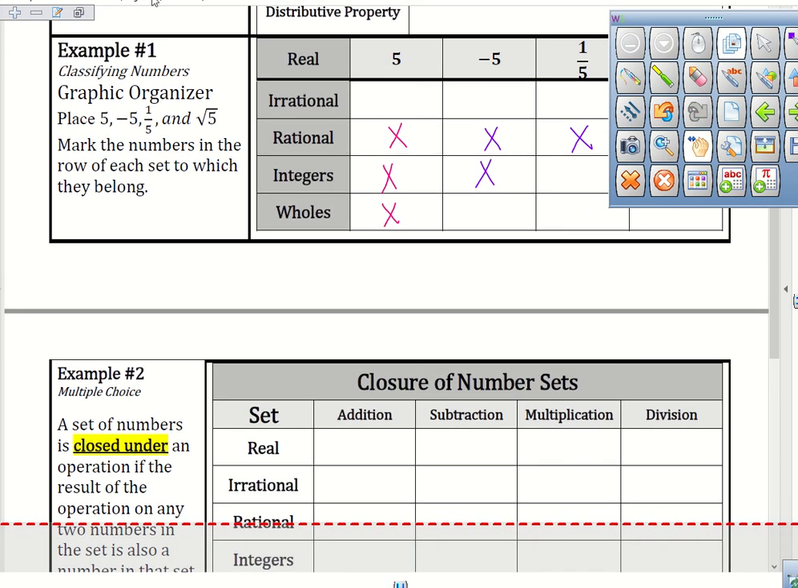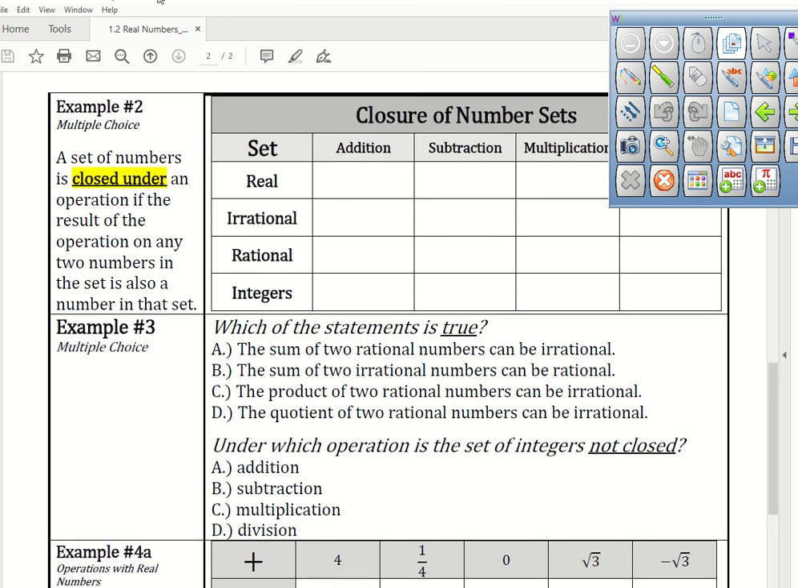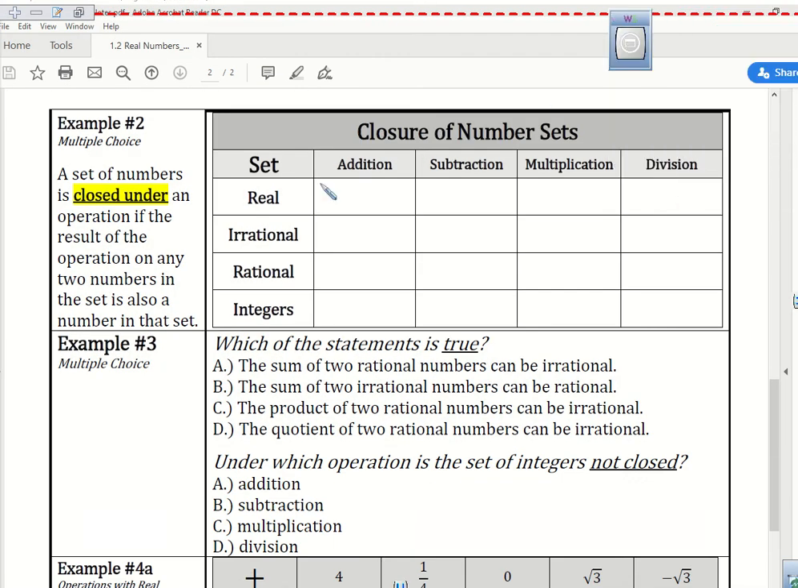Moving down, example 2. This talks about closure. This says a set of numbers is closed under an operation if the result of the operation on any two numbers in the set is also a number in that set. Closure is a little confusing. Just kind of write this down, let it wash over you. I don't expect you guys to totally grasp this concept right away. Closure is tricky.